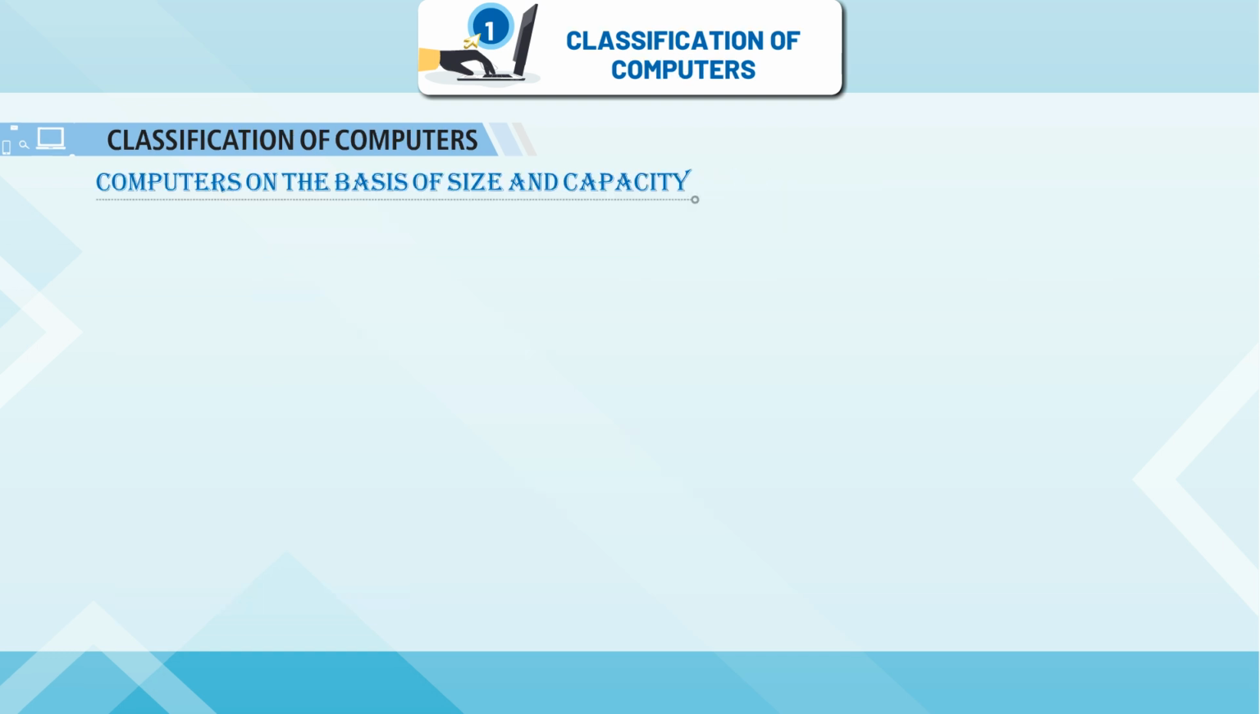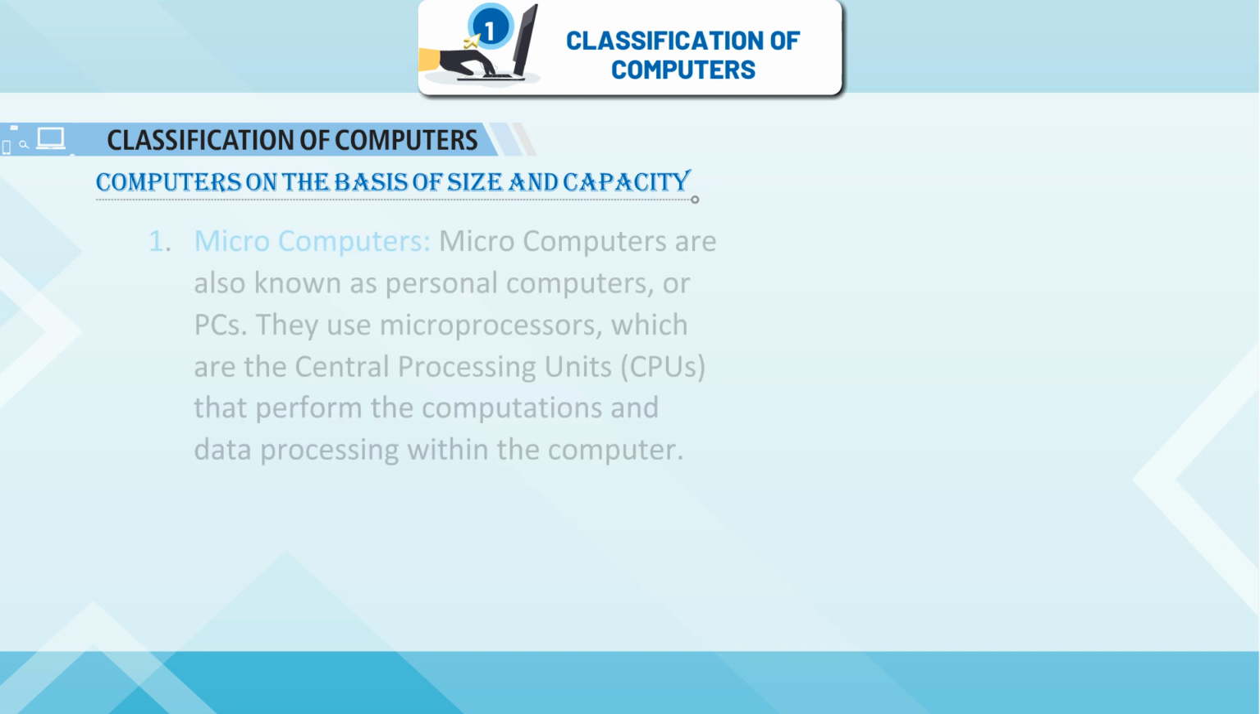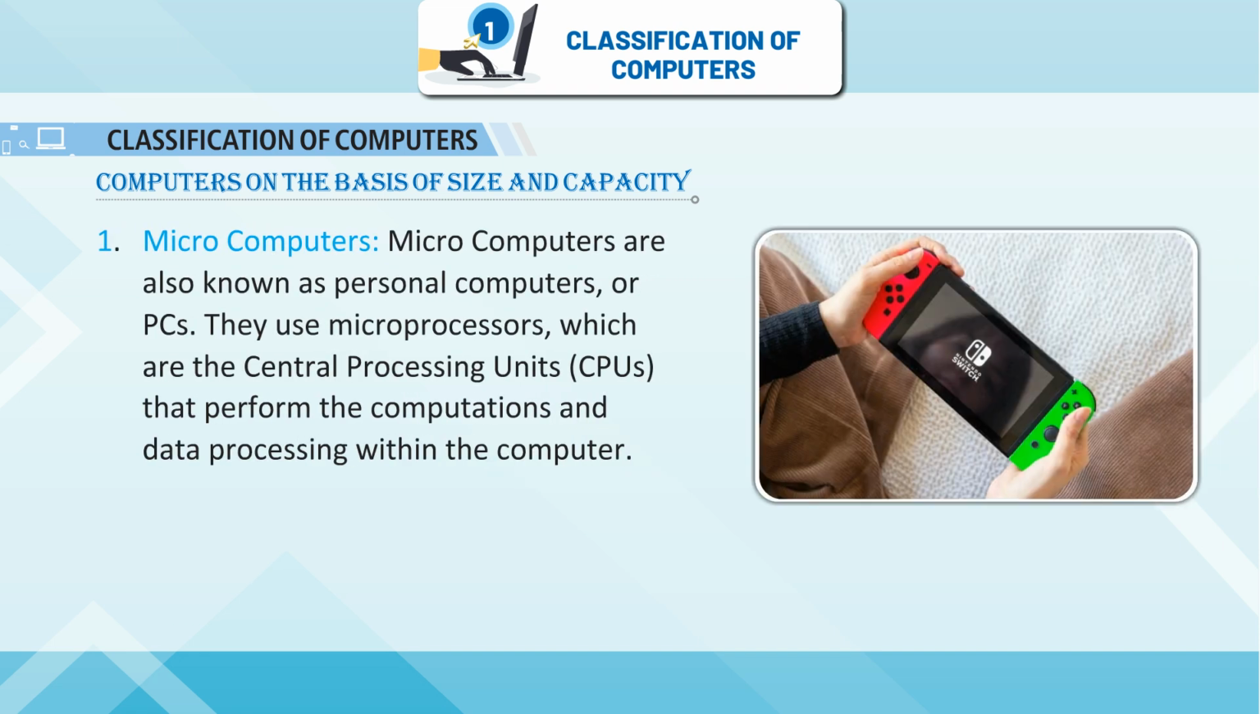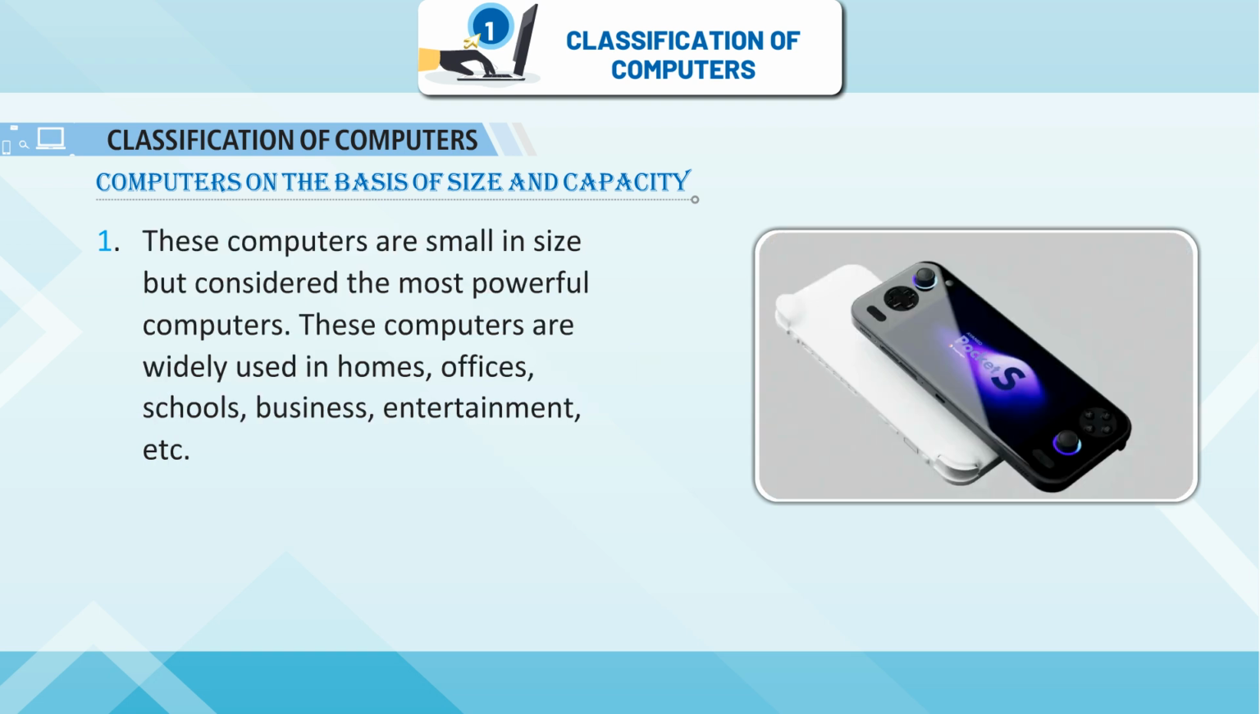Computers on the basis of size and capacity. Microcomputers. Microcomputers are also known as personal computers or PCs. They use microprocessors, which are the central processing units, CPUs, that perform the computations and data processing within the computer. These computers are small in size but considered the most powerful computers.